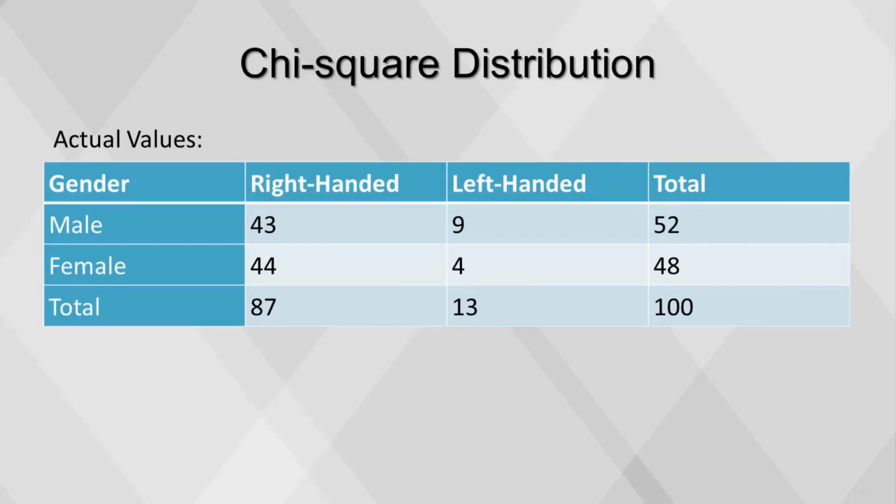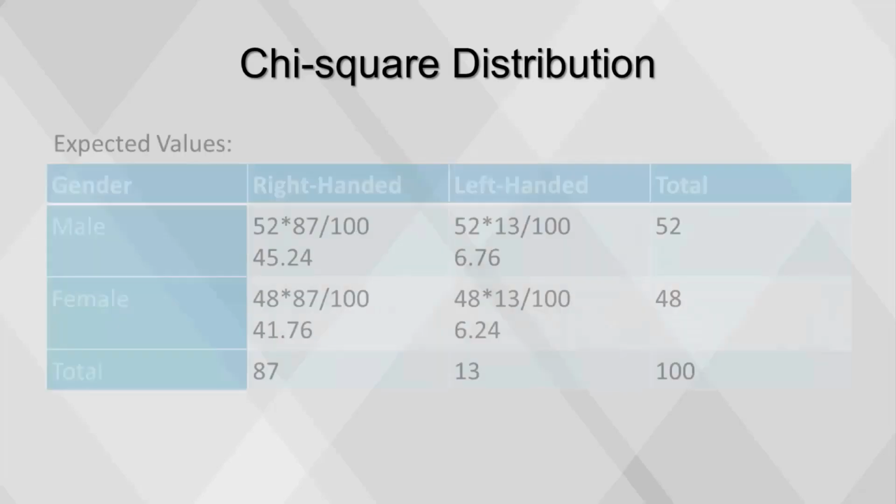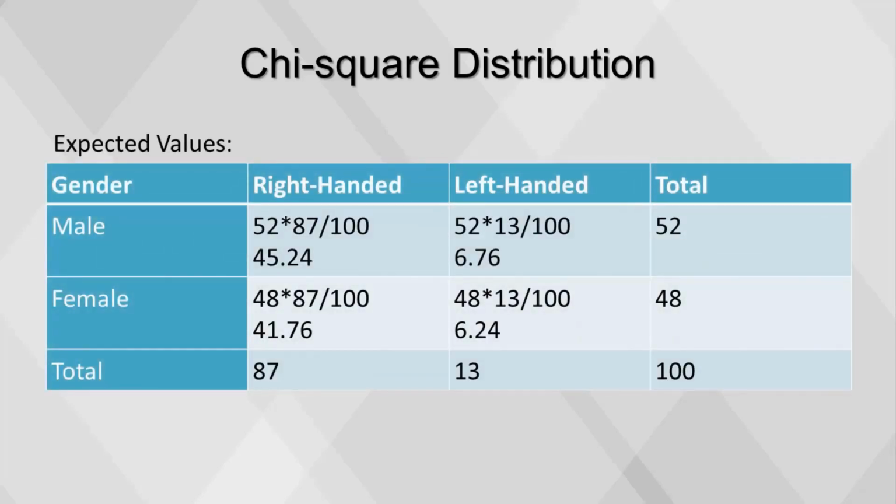To calculate the expected values for each cell, multiply the relative horizontal and vertical dimension totals and divide by the number of total observations. In this example, to calculate the expected value for right-handed males, multiply 52, the total number of males, by 87, the total number of right-handed people, and divide by 100, the total number of people. Similar calculations are done for each cell.